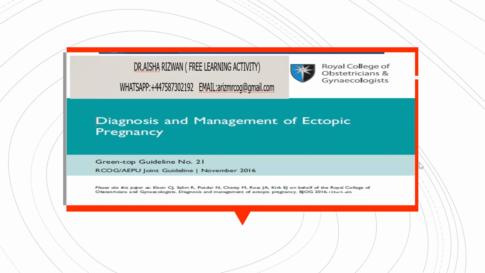Now your patient presented with an ectopic pregnancy and you diagnosed what type of ectopic pregnancy she has. You counseled her, you did the baseline investigations, you managed the case, and now the question will be what she should expect in the future. What will happen to her fertility? Is she going to have another repeat pregnancy? So you need to address all of these issues, okay?